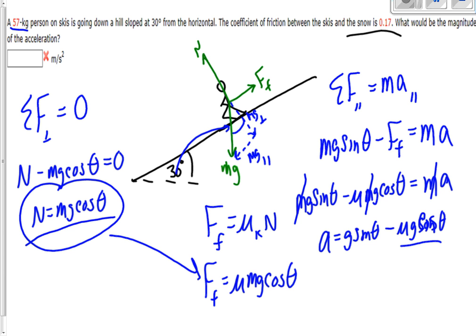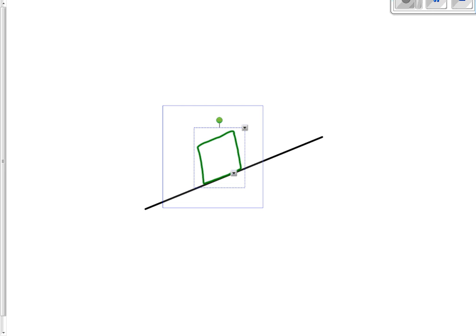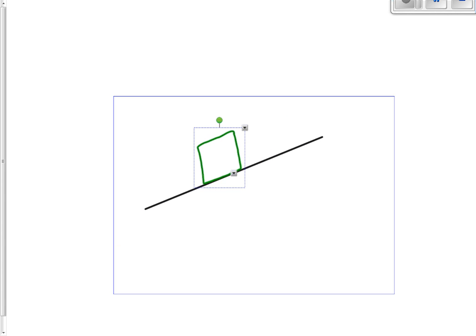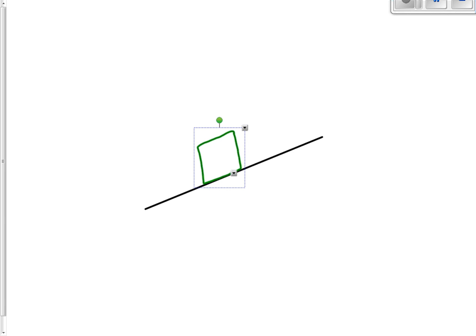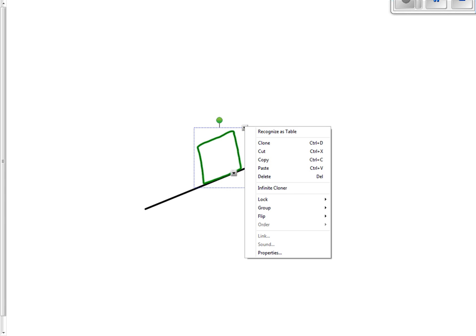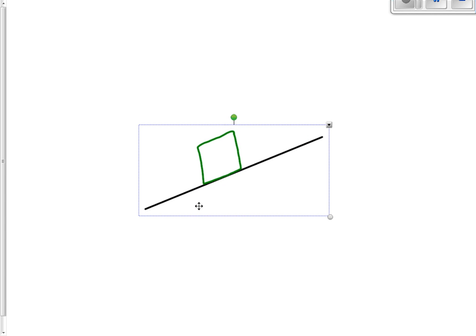Now, one more interesting application here is, let's say that I have an incline. Let's put a ramp there, and I'm going to put a box on that ramp. Let's group those two things together. So let's say that at that angle, whatever that angle is, that block doesn't slide.